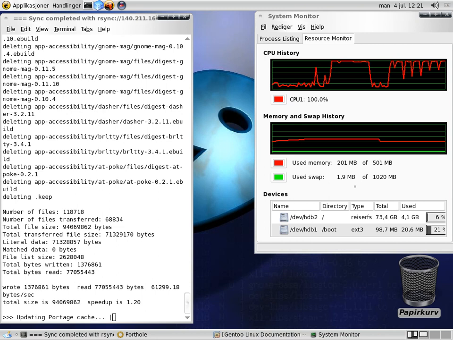These two therefore have roughly the same relation as RPM has with YUM, or dpkg has with apt. A GTK+ based GUI, Porthole, is available for working with Portage. There is also the Himerge GUI, which stands for Haskell Interface for Emerge.